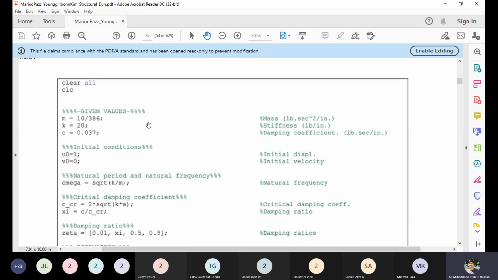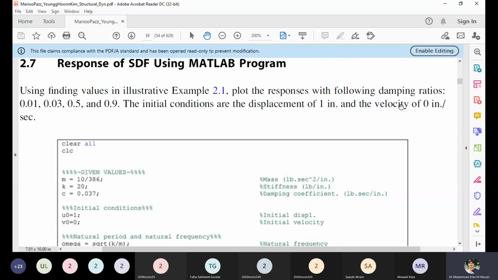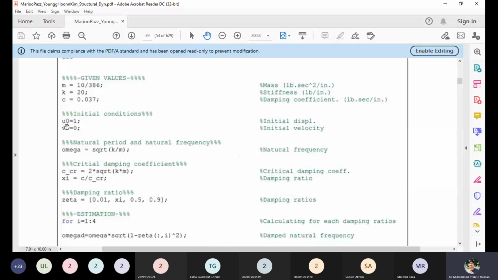Initially, the values of M, K and C are given. The damping coefficient, which is computed, is the input. U naught is 1 and V naught is 0. In this problem, it was given that, here you can read it. And then this is a comment line: the green color is comments, and the black color is the coding line.